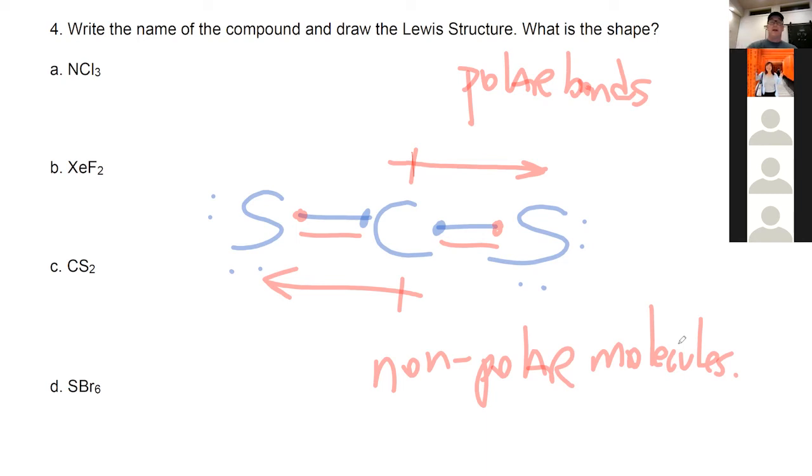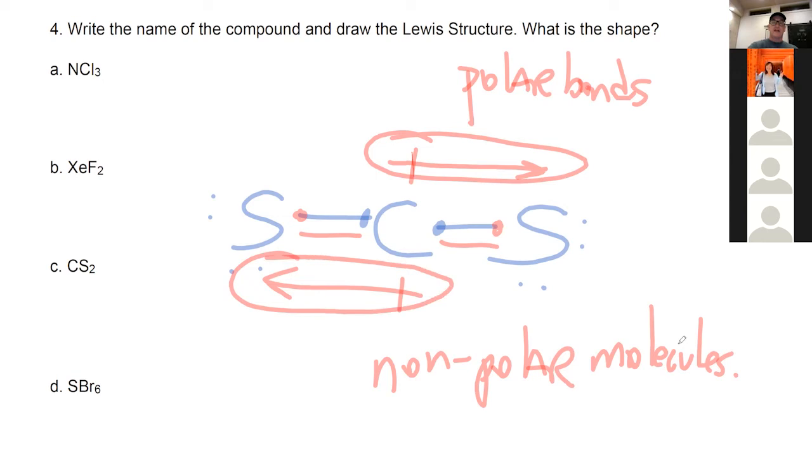They're equal and opposite. Each of these is exactly the same size because the difference in electronegativity between carbon and sulfur is the same in this direction as it is in this direction. And they're opposite because it's a linear molecule, so they're pointing in exactly the opposite directions. So when you add them up, they cancel each other out.